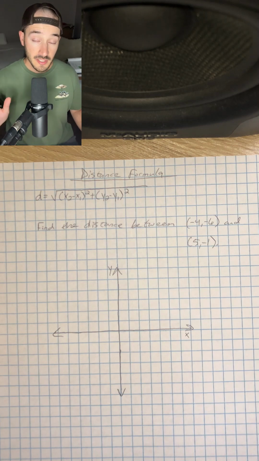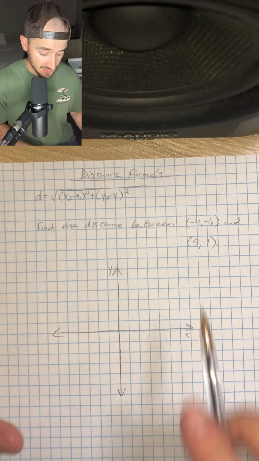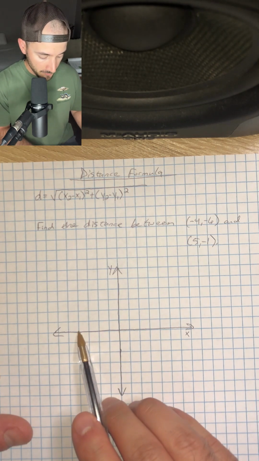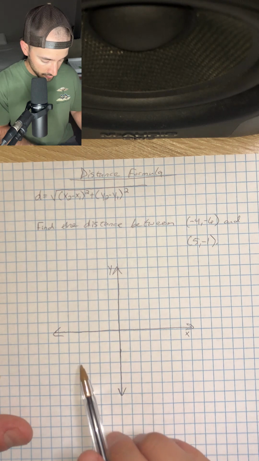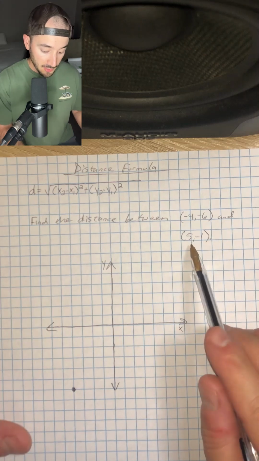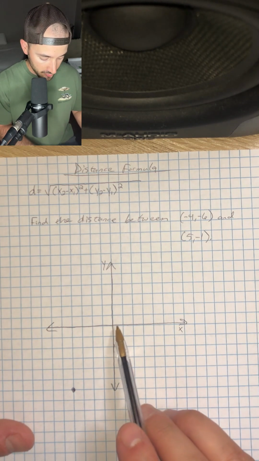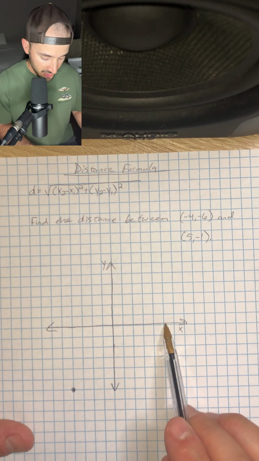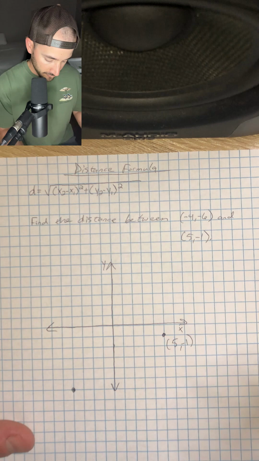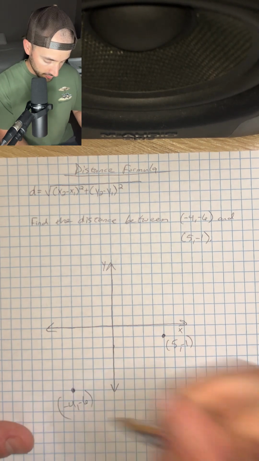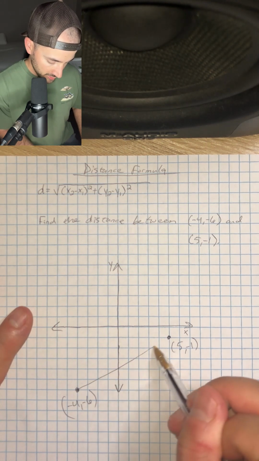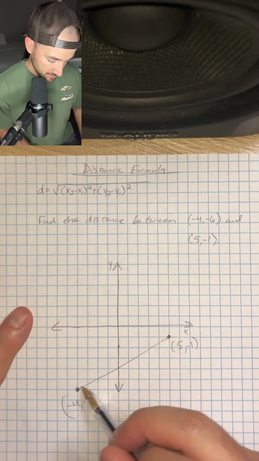First of all, just to give you a visual, I'm going to graph those points. (-4, -6) would be to the left 4, so 1, 2, 3, 4, and then down 6: 1, 2, 3, 4, 5, 6. I think I counted right. Then we have (5, -1), so 5 to the right, 1, 2, 3, 4, 5, and then down 1 right there. I'm going to label those (5, -1) and (-4, -6). We want to find the distance between these 2 points, which is this line right there.